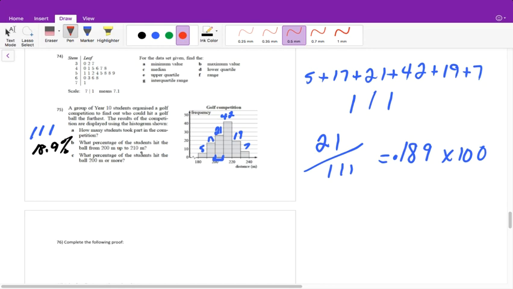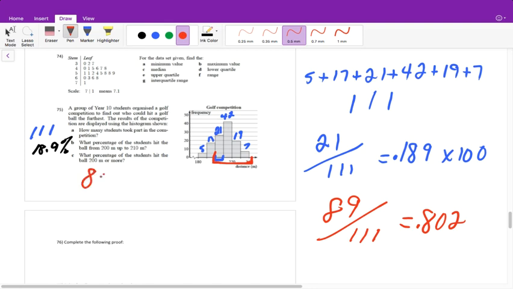What percentage of students hit the ball more than 200? So we need to add up all of these. When we add them all up, we would get 89, and 89 divided by 111 is equal to 0.801 or 0.802. And then as a percentage for C, it'll be 80.2% because we would times this by 100.